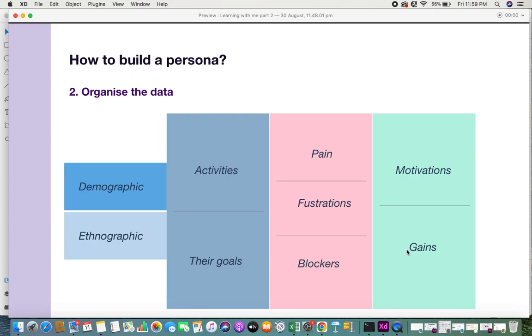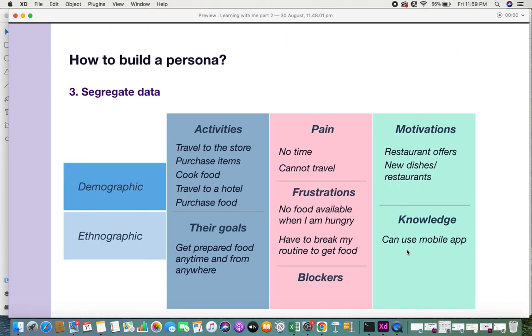Okay, and once you have all this data organized and well segmented, the third part is to segregate the data. Now every point could be different. Not every activity might be the same. For example, let us take the problem of trying to solve a situation where people want food to be delivered to their doorstep, which is something like a food delivery application.